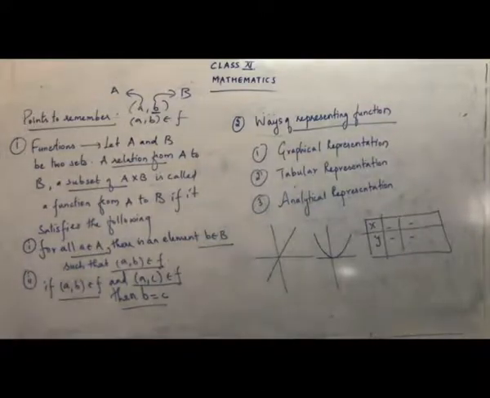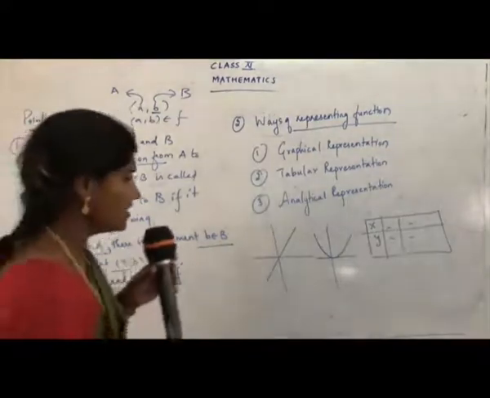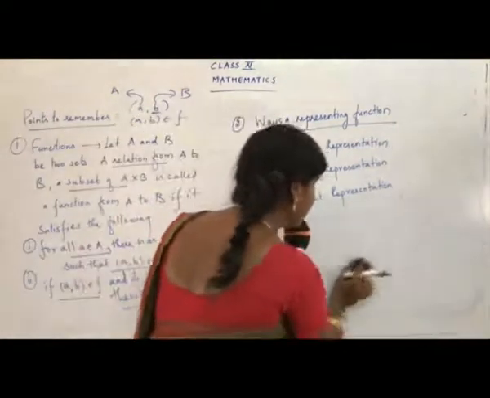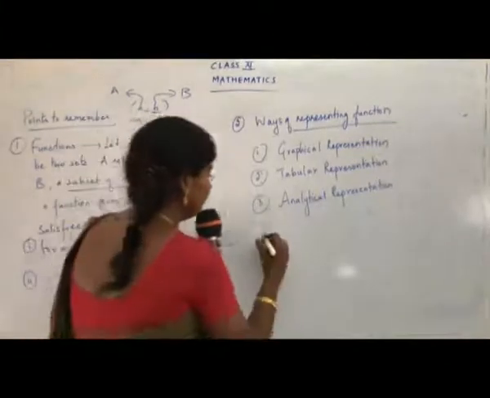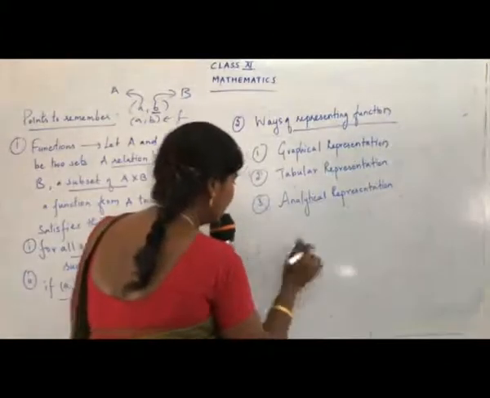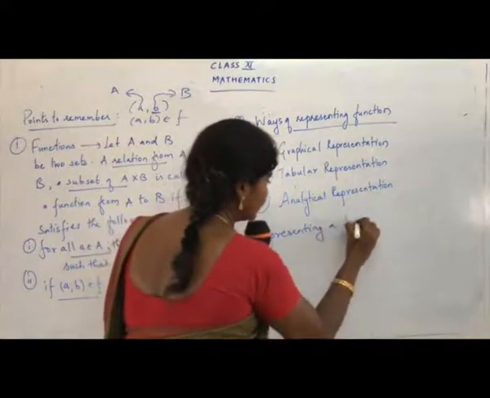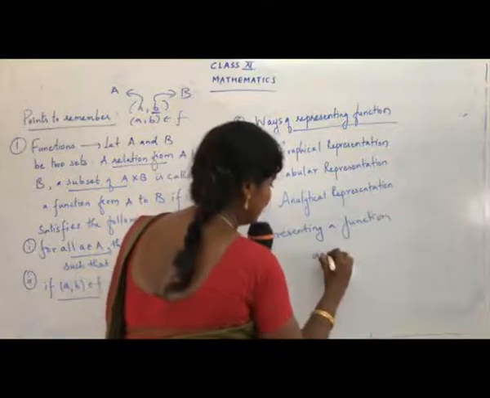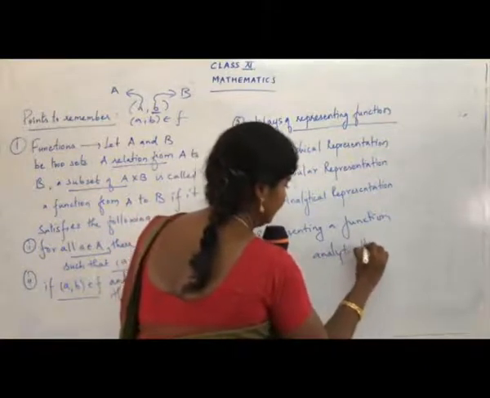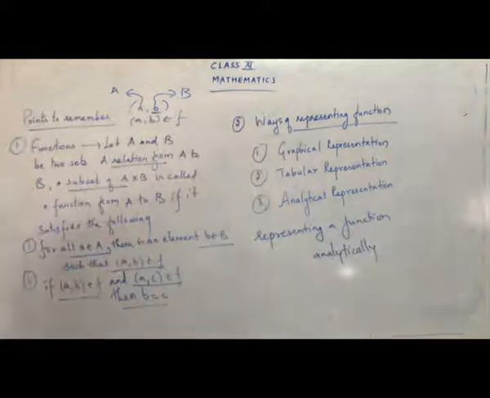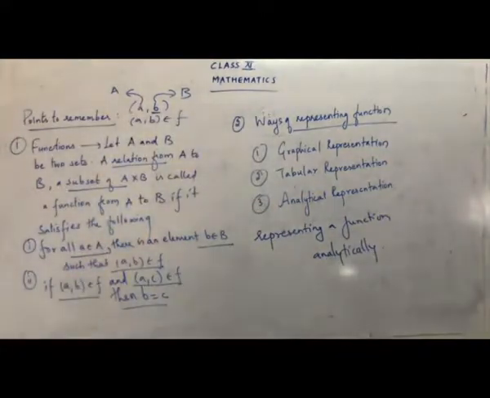Analytical representation. Now what is analytical representation? Analytical representation is defining or representing a function analytically. See, the definition is very, very easy. So now let's see what is analytical representation. See the examples there, children.